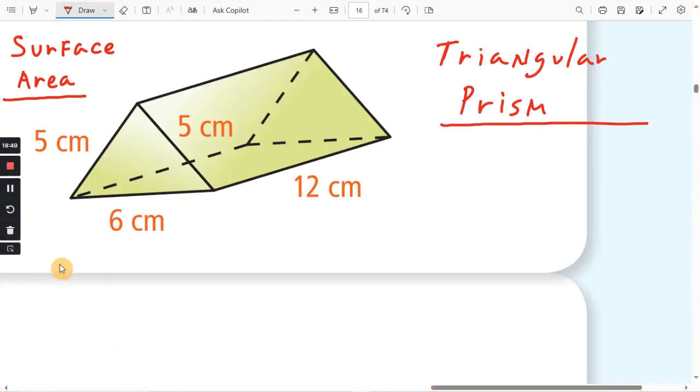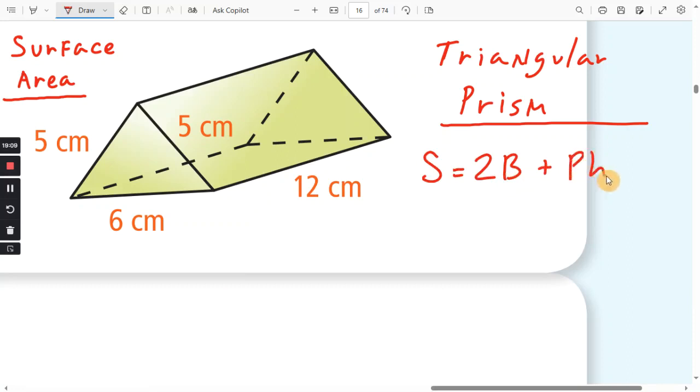All right, one more example. We want to find the surface area. This is a triangular prism. Notice the triangle in the front and the back. Those are the bases. All right, so surface area. We said it a minute ago. That's going to be 2B plus pH.